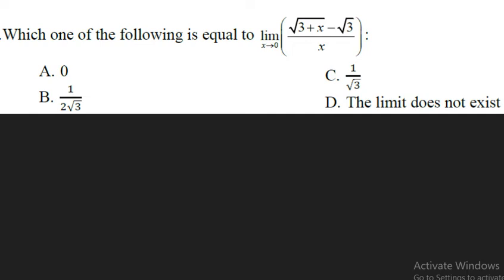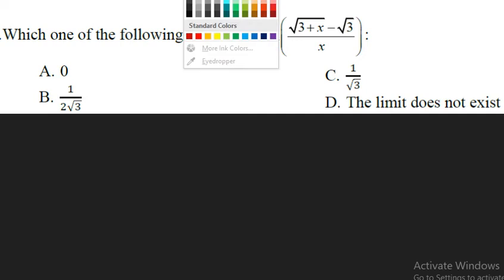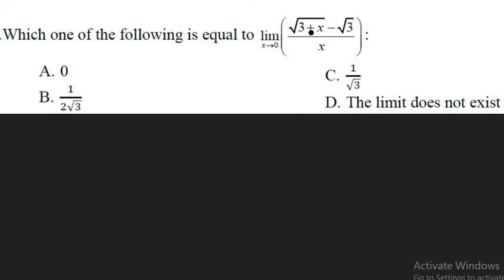For today, the first question says, which one of the following is equal to the limit of what you see here? Square root of 3 plus x minus radical 3, over x, as x goes to 0. Direct substitution doesn't work, because if you insert 0, the denominator is going to be 0, which will be undefined. So what to do?